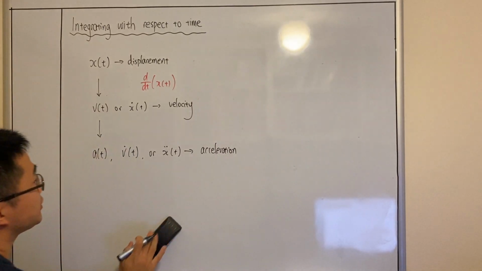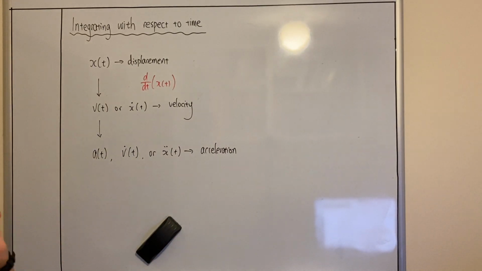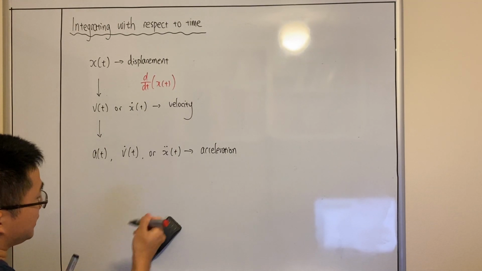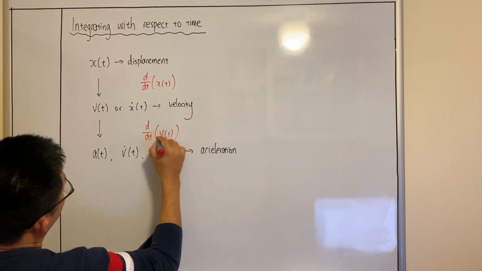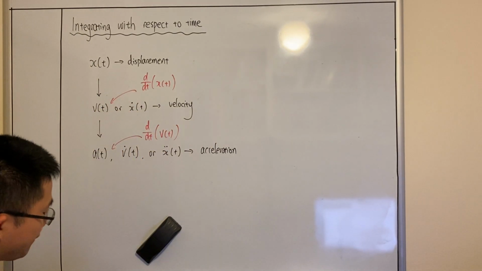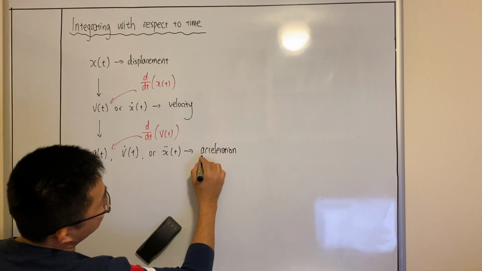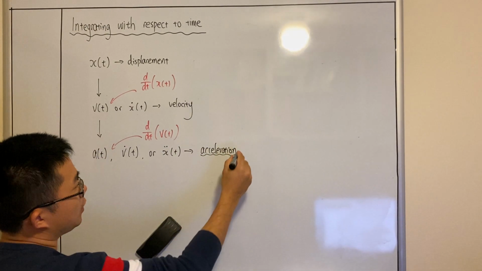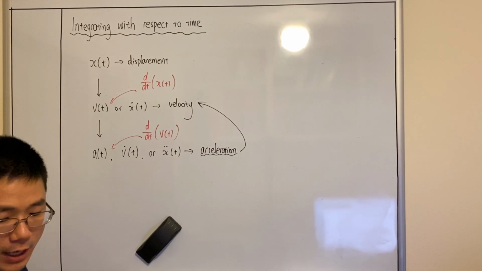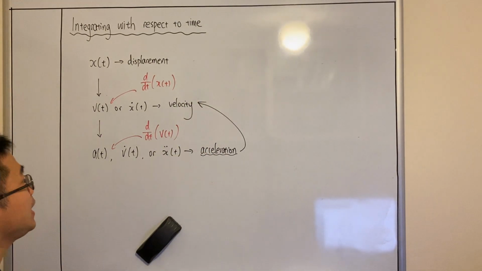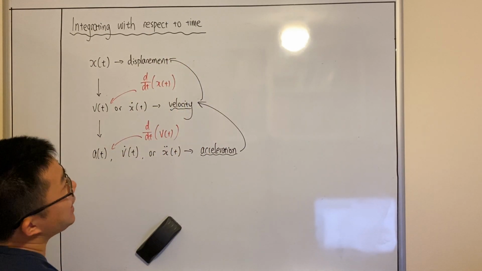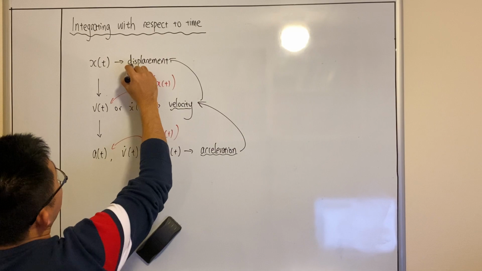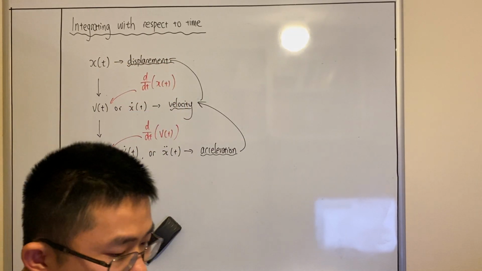So you've got an acceleration function. Now, today's lesson we're going to go backwards. Instead of differentiation, we're going the other way, which is the antiderivative, and that's integration. Once we are given the acceleration function, we can integrate with respect to time to get a velocity function. And if we're given a velocity function, we can integrate with respect to time to get a displacement function. So going backwards is just integration.